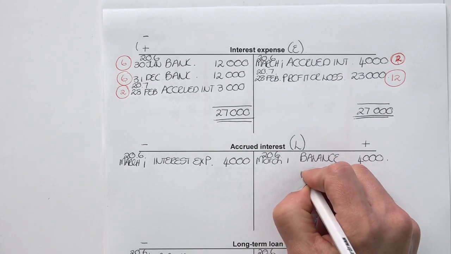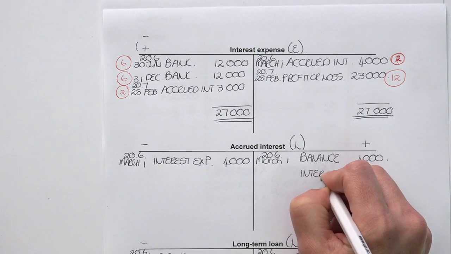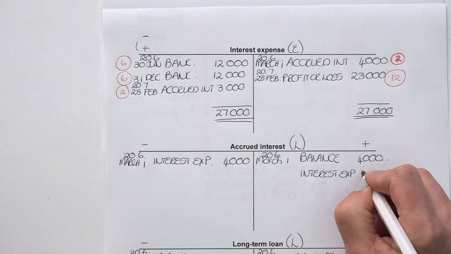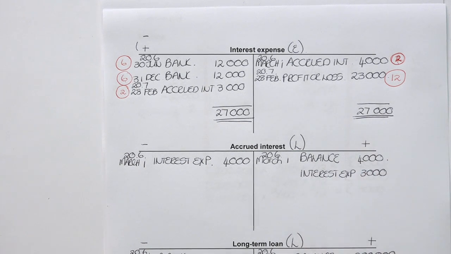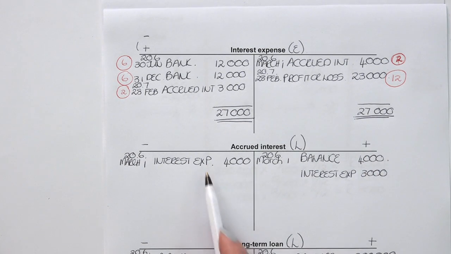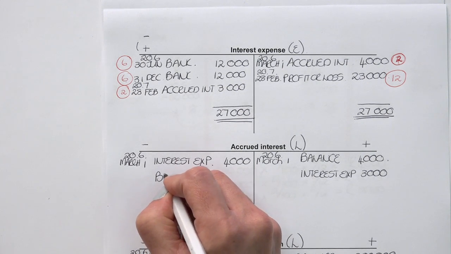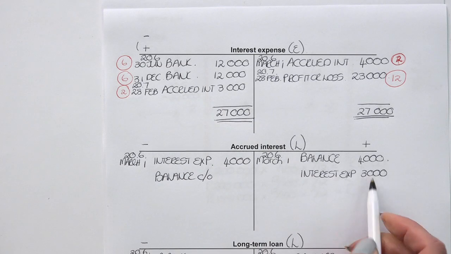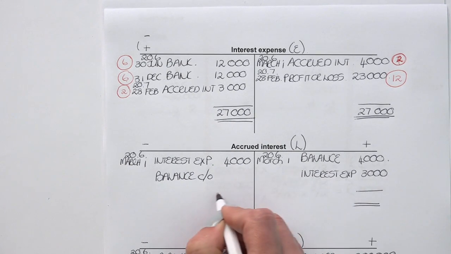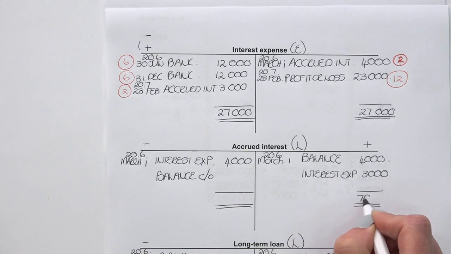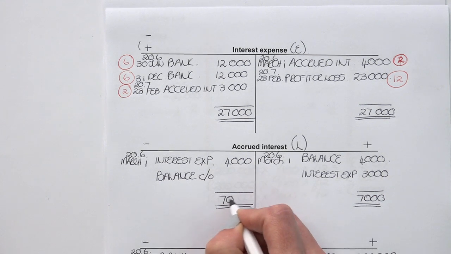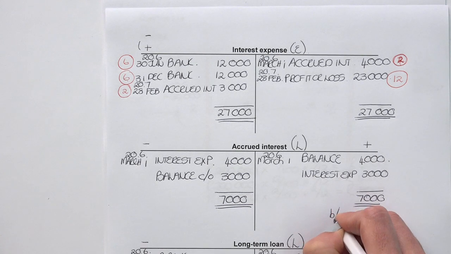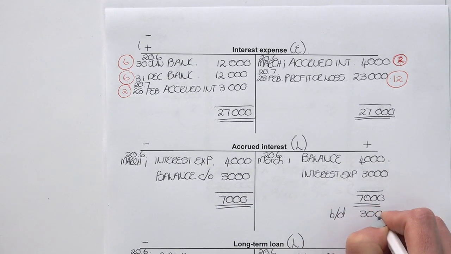This accrued interest from the debit will have an influence on the credit side. And now if I balance this liability, I have 7,000 Rand on the credit side. So I will have a balance carried over, brought down of 3,000 Rand in my liability.